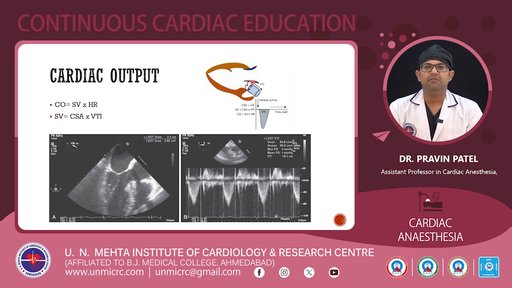We measure the LVOT diameter here, and also we make the ultrasound beam parallel to the LVOT area. So we will get the graph like this, and here we measure the VTI. So when we have the LVOT diameter and we go for the cross sectional area, we measure the stroke volume with the help of the cross sectional area, which we get from the LVOT diameter, and the VTI from these results.